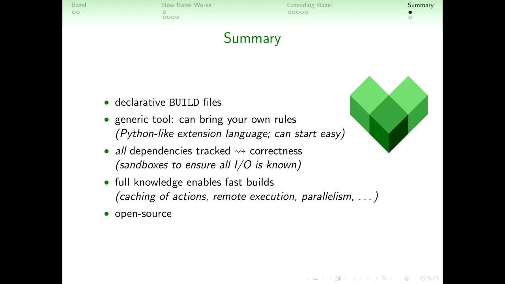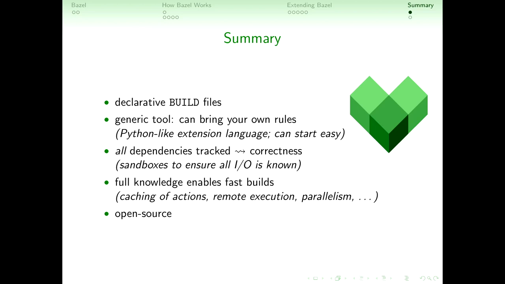and that full knowledge of the build graph allows also for speed, because we can more aggressively cache based on content. We can execute remotely because we know which files we have to send there. We can do more things in parallel, and this remote execution also allows shared caching, saying, oh, the colleague already compiled it, I can use the result.